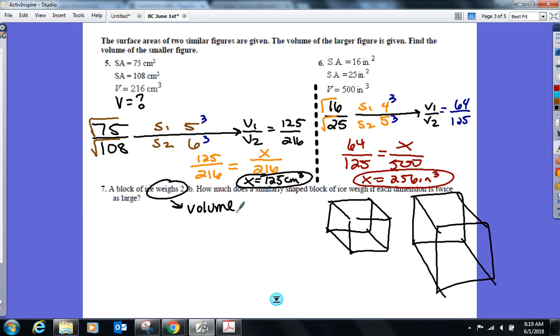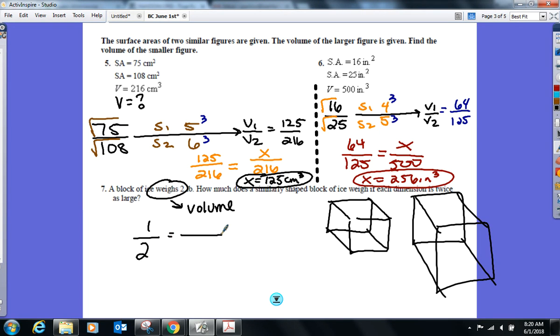We know it's not going to be 4 pounds. Any ideas on what I can do here based on what we've done today? Anybody know the similarity ratio? What's the side ratio here? I don't have to put any side measurements on there. I read the problem. What do I know the side ratio is? Carolyn? 1 to 2, 2 to 1, whatever we want to prefer. Yep, 1 to 2. There's the side ratio because I am doubling the dimensions.